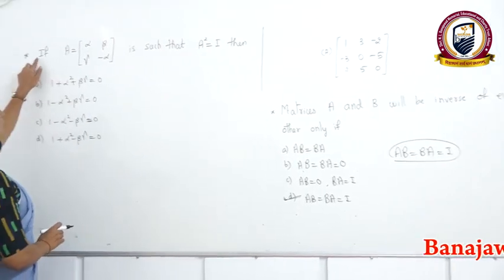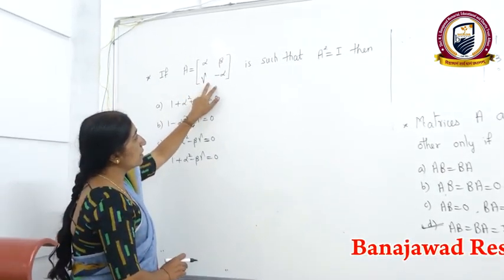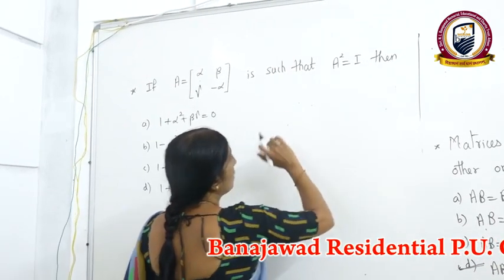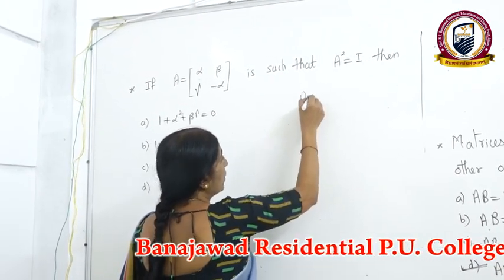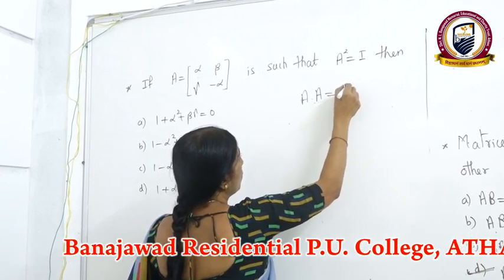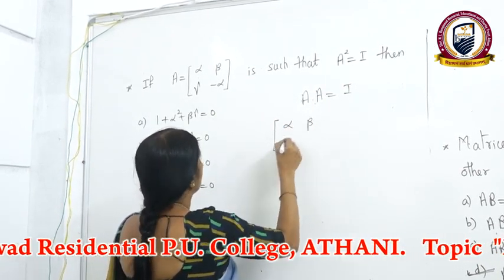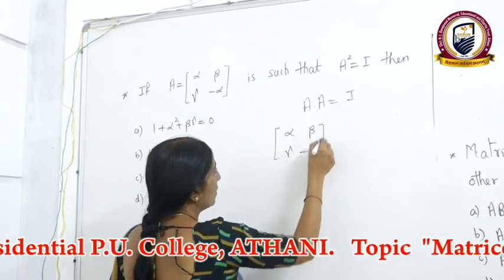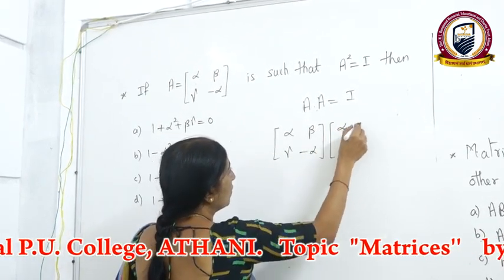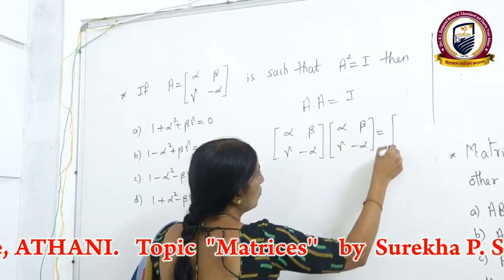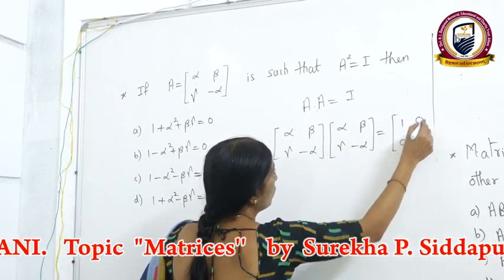See the question. If A is this matrix and the condition is given. The condition is like this. A square is equal to I. A square, how do you write? A into A is equal to I. Write that matrix A: alpha, beta, gamma, minus alpha. And this is alpha, beta, gamma, minus alpha is equal to 1, 0, 0, 1.